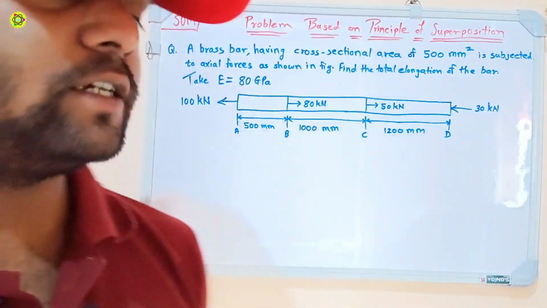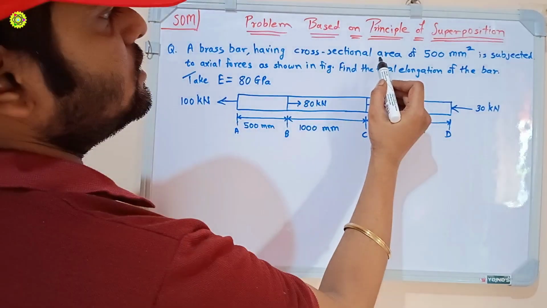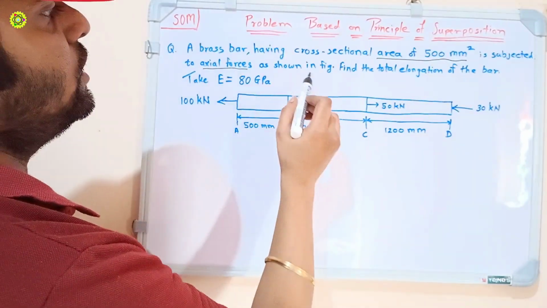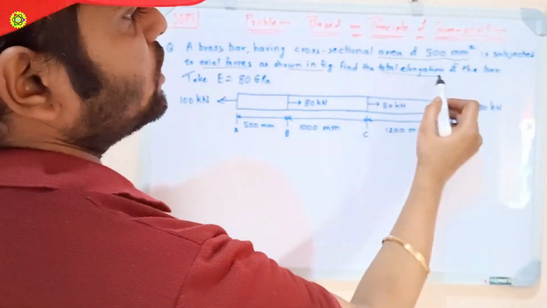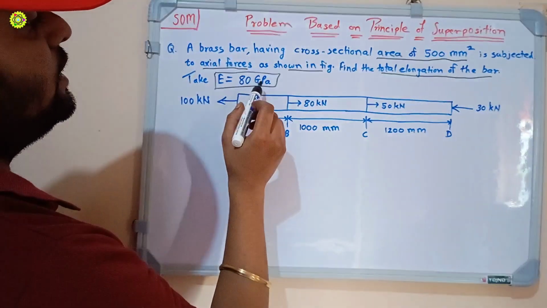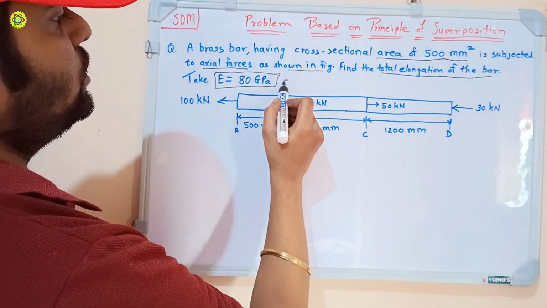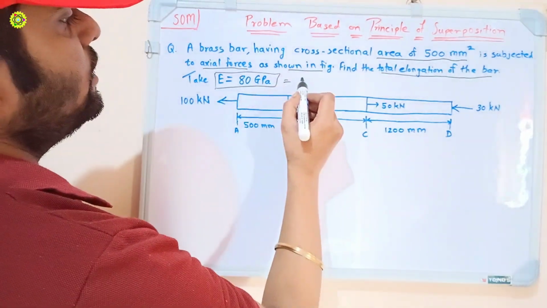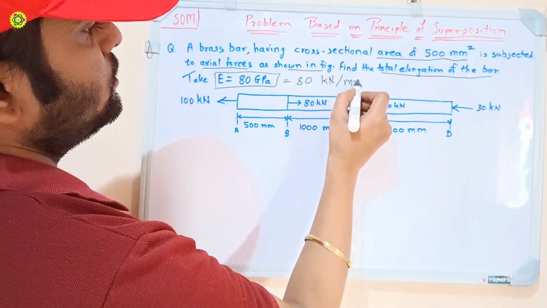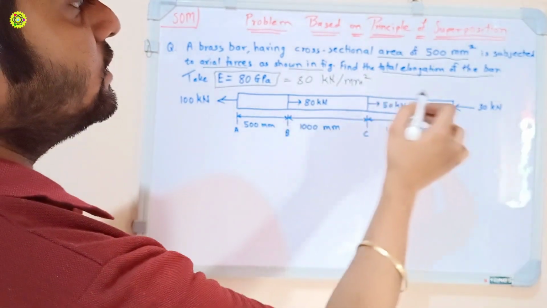So students, here the problem is: a brass bar having cross-sectional area of 500 mm square is subjected to axial forces as shown in the figure. Find the total elongation of the bar. Take E, that is Young's modulus, equal to 80 GPa. This is the figure here, and as we know, 80 GPa means 80 kilonewton per mm square. Now to solve this problem we will simplify this diagram.